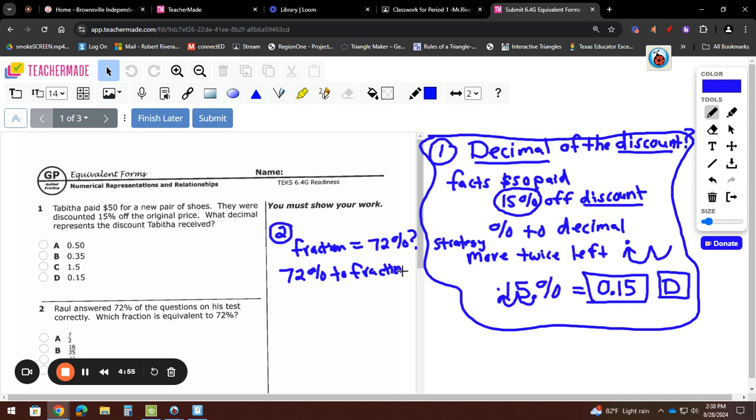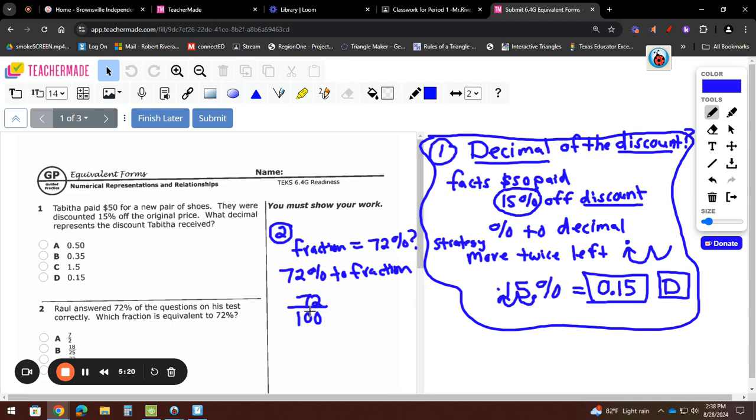They want a fraction. I go to my triangle notes. That's on the Google Classroom. And it says that to go from percent to fraction, we always write over 100. Percent means out of 100. So percent is out of 100. I see the 72. You place them here. So there, I went from percent to fraction.